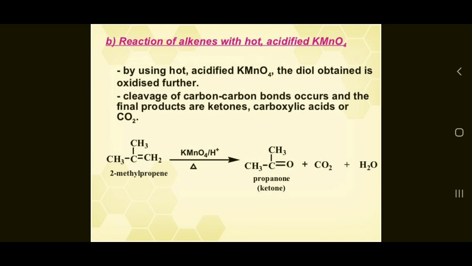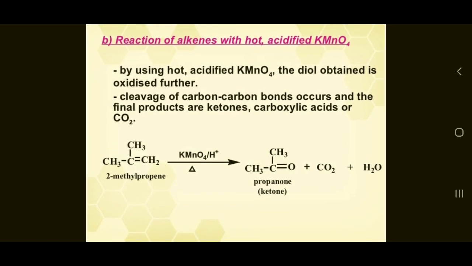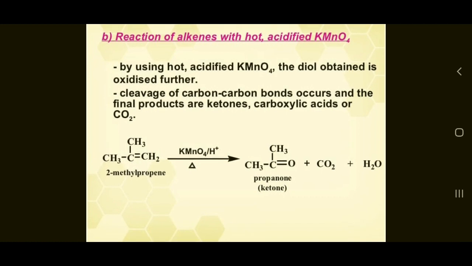By using the hot acidified permanganate, the diol obtained is oxidized further. So the cleavage of carbon-carbon bonds occurs, and the final products are ketones and carboxylic acids. For example, 2-methylpropene reacts with permanganate in the hot acidified process and is converted to propanone, a ketone, plus CO2 plus H2O. These examples are given below.